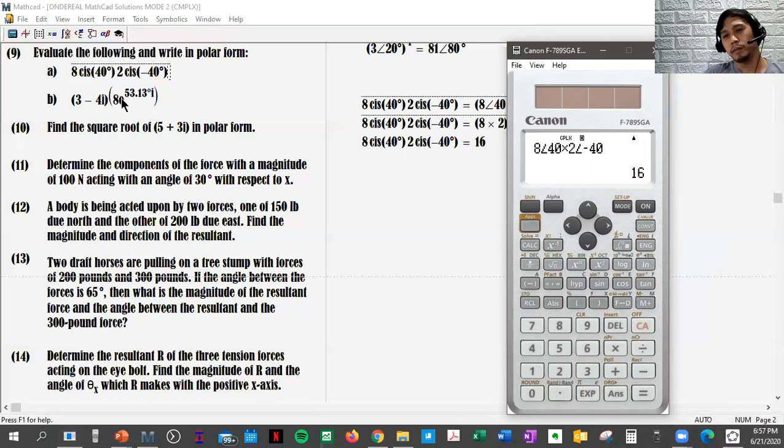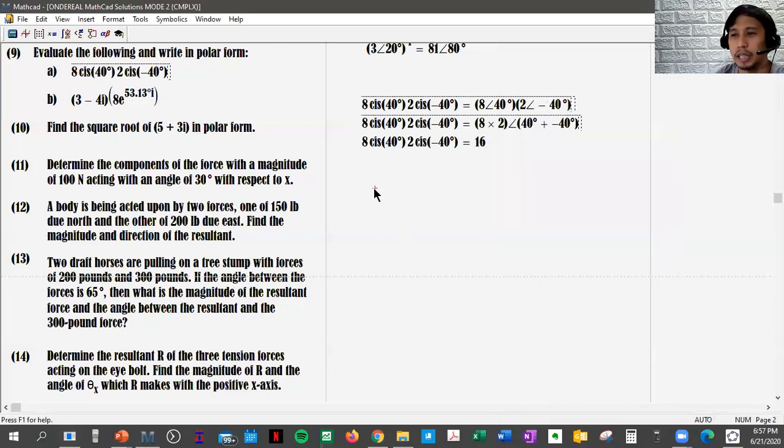Alright? Now, dito, 3 minus 4i times 8e raised to 53.13 degrees i. Take note, this is the Euler form or the exponential form. Now, if we are to evaluate that right away in our calculator, expect for this to be math error. Expect that to become math error. See? Kasi hindi niya ma-evaluate yung Euler form, no?